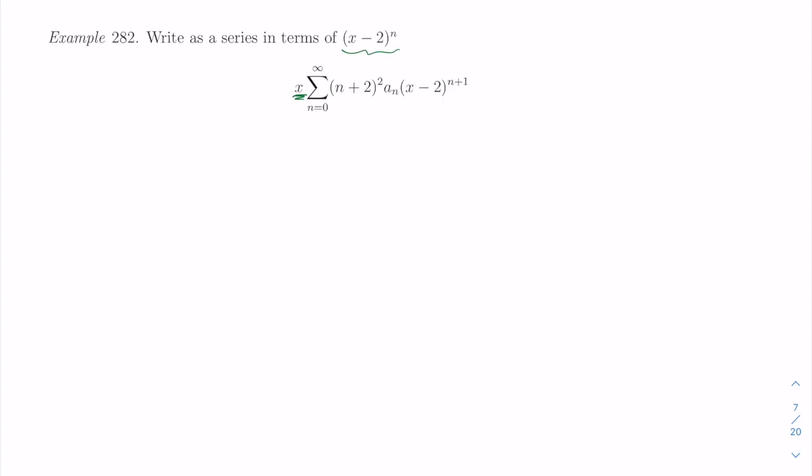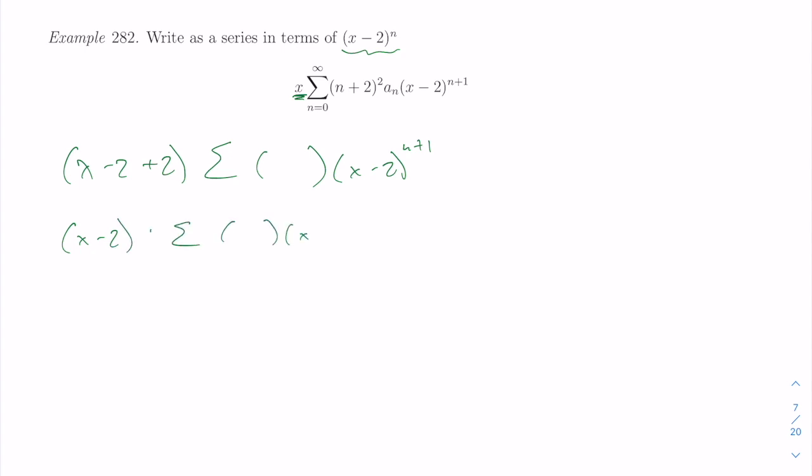And we've seen this trick before in this class. I'm going to write it as x minus 2 plus 2 times that whole series. Series stuff x minus 2 to the n plus 1, right? And then this is going to be x minus 2 times the sum of the series stuff x minus 2 to the n plus 1 plus 2 times the series, right? I'm going to distribute this thing to the sum, and this thing to the sum. And so plus 2 times that, right?